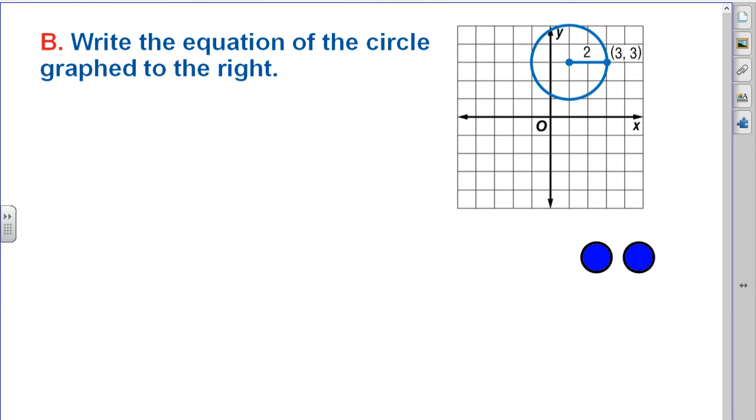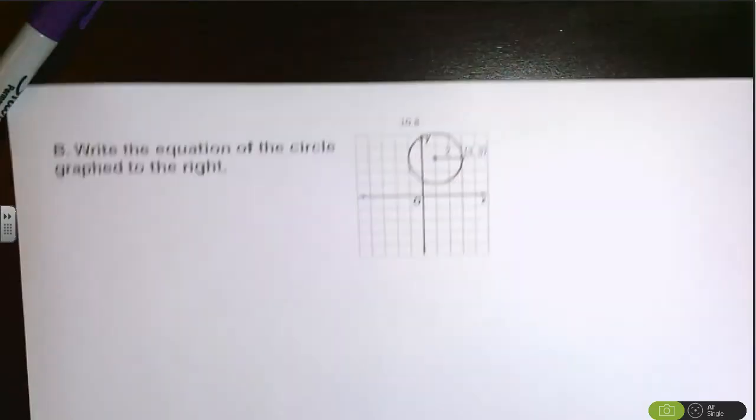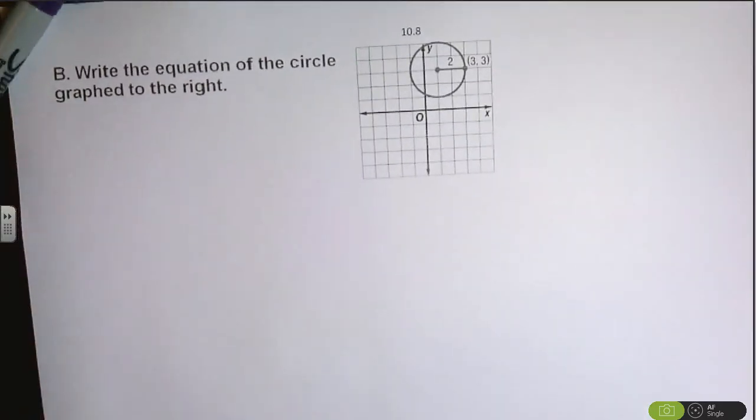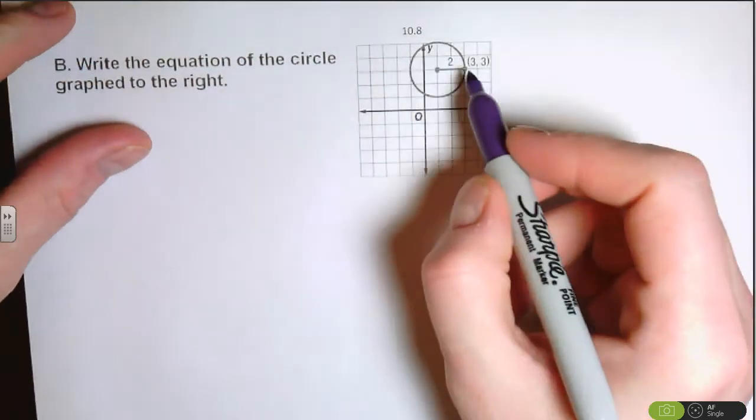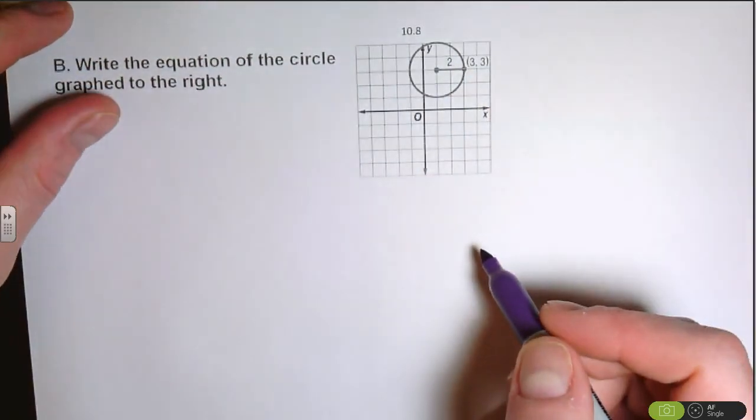All right, next example. Write the equation of the circle graphed to the right. We already have the graph here, so our job is to figure out the equation. Let's take a look at the example. We need to know two things in order to find the equation of a circle: the center and the radius. In this case, they've given us some extraneous information.